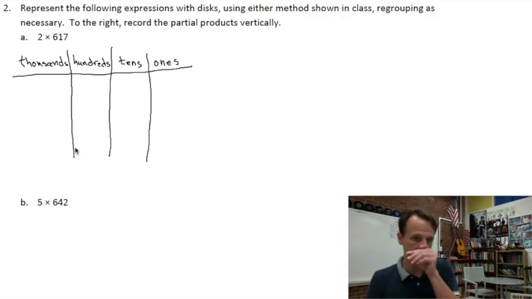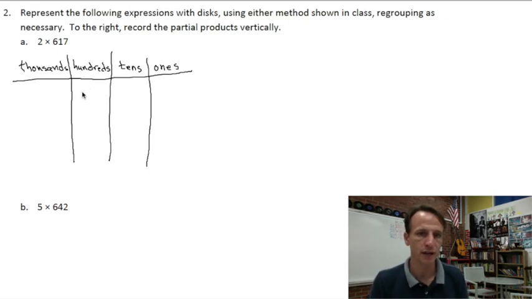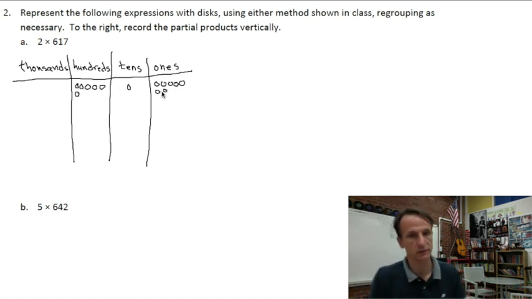Alright, so let's go ahead and represent the number we have here. So it is 600. So 1, 2, 3, 4, 5, and 6. And then 1 ten. And 7 ones. 1, 2, 3, 4, 5, 6, 7. And then as you see, I like to do 5 in a row and then reset to the next row. And now we're going to multiply it by 2.